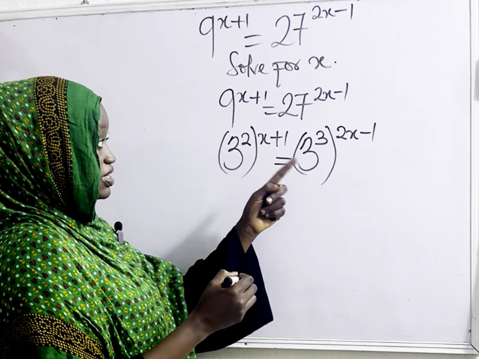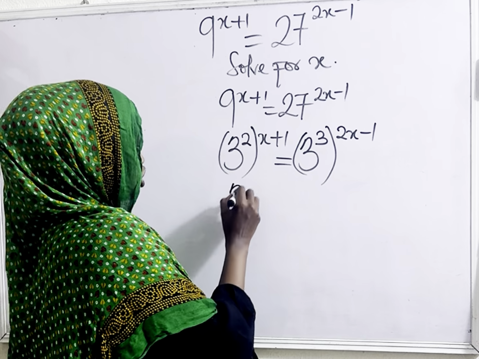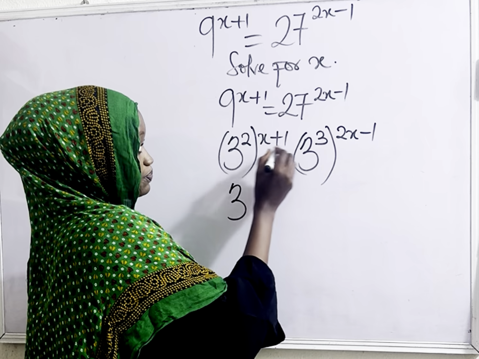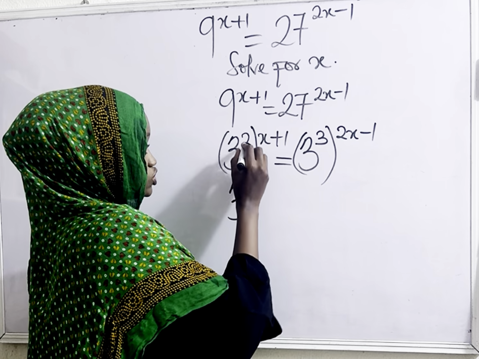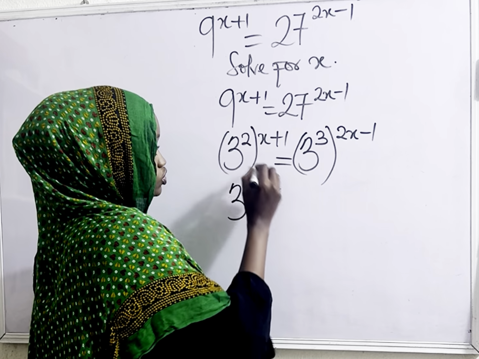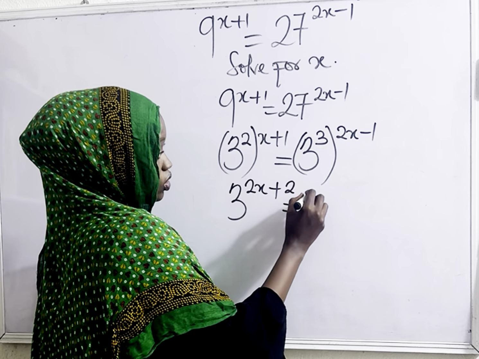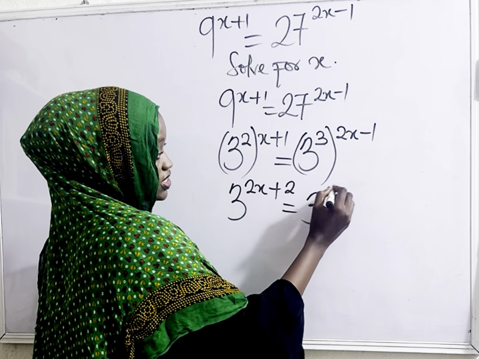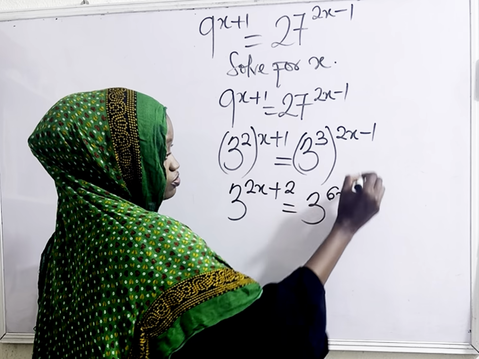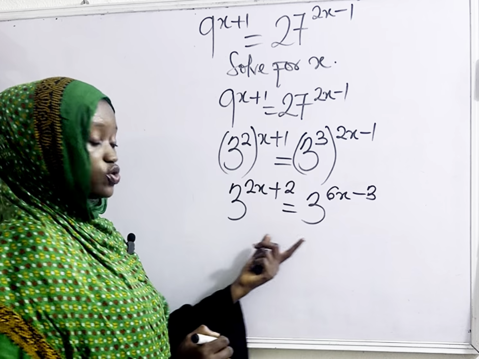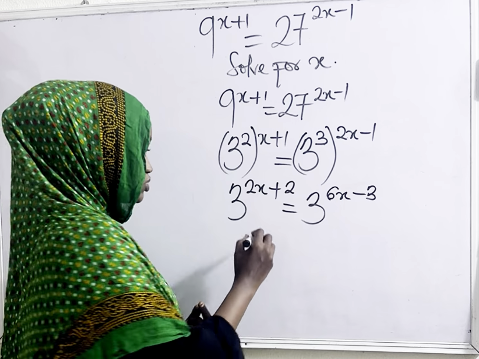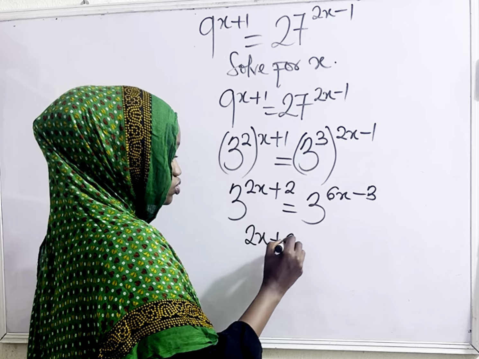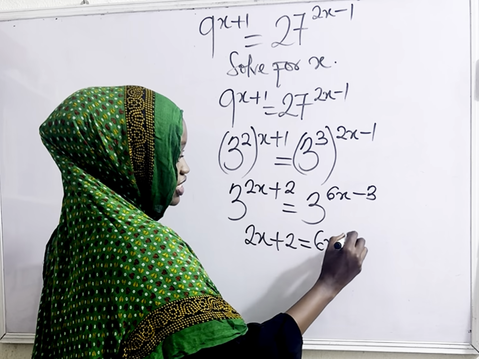Now, the bases are not equal, right? So this becomes 3. Let's open up the powers. This is 2 times x, which is 2x, plus 2 times 1 is 2, equal, we have 3 to the power of 3 times 2x, 6x, minus 3 times 1 is 3. The bases are equal. Now we can equate the powers. We have 2x plus 2 equals 6x minus 3.